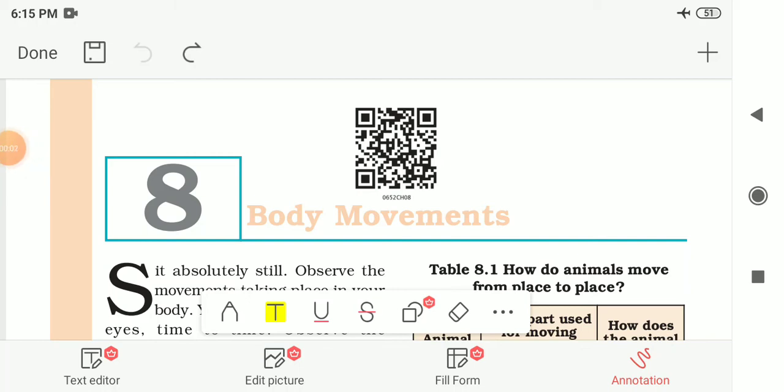Hello students, in this video we are going to study the remaining part of chapter number 8 of class 6 subject science NCERT. The chapter name is body movements.